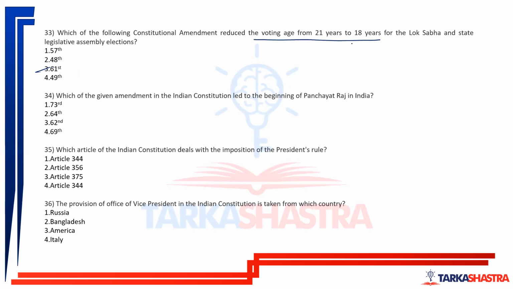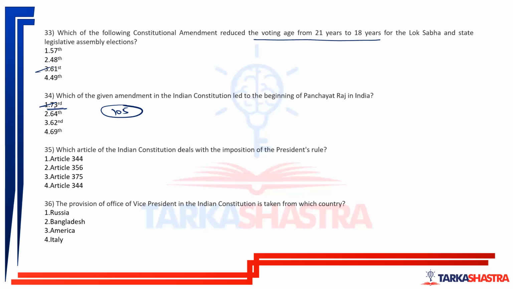Voting age was reduced from 21 years to 18 years in Article 61. Which of the given amendments in the Indian Constitution led to the beginning of Panchayat Raj in India? So Panchayat Raj began in India in Amendment 73. As I told you, there are 105 amendments in the Indian Constitution. Amendment means changes. So the 73rd Amendment in the Indian Constitution led to the beginning of Panchayat Raj in India.